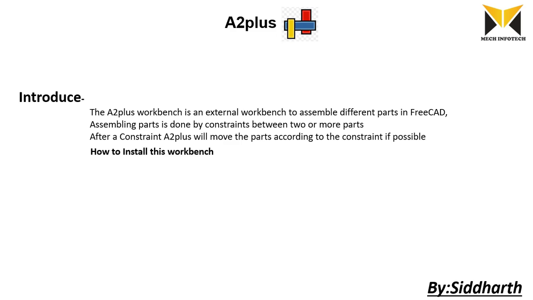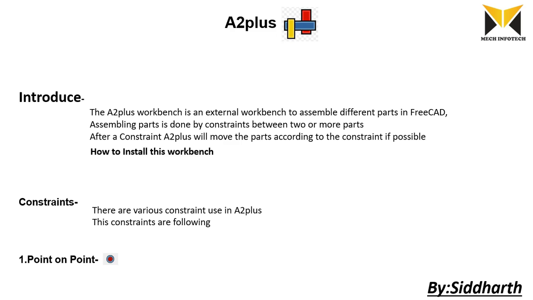Now what is constraint? There are various constraints used in A2plus. These constraints are following. The first constraint is point on point. In this constraint, we can select either vertex, circle or sphere on each part.